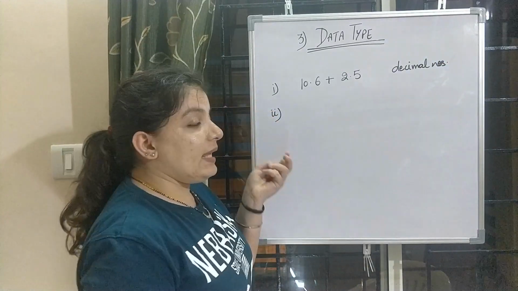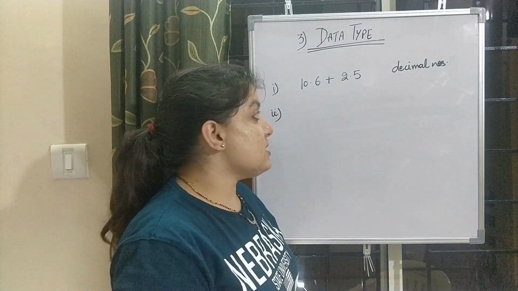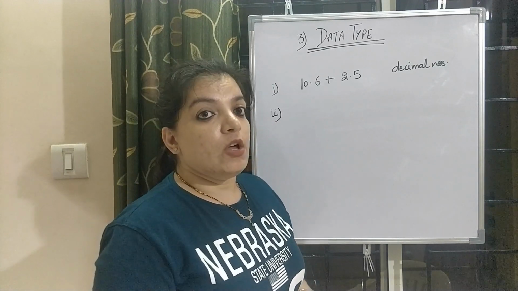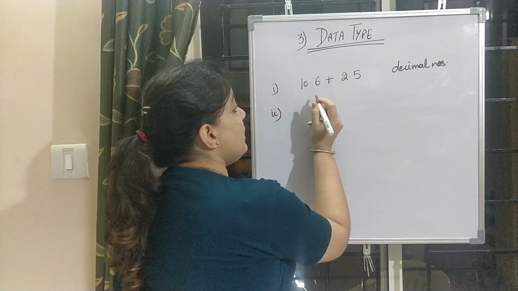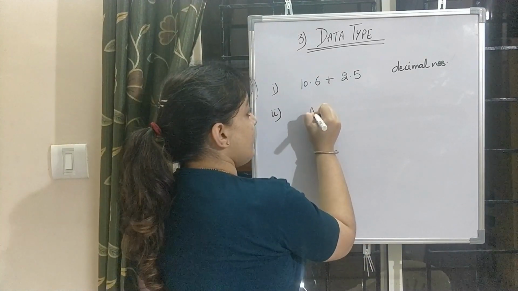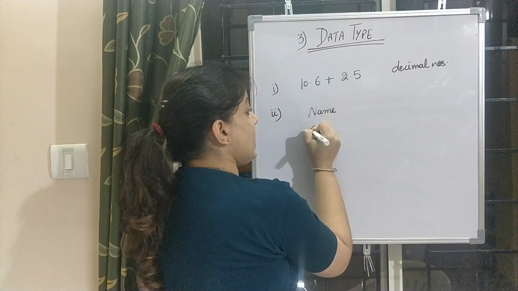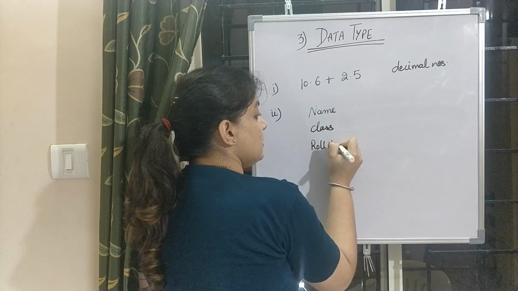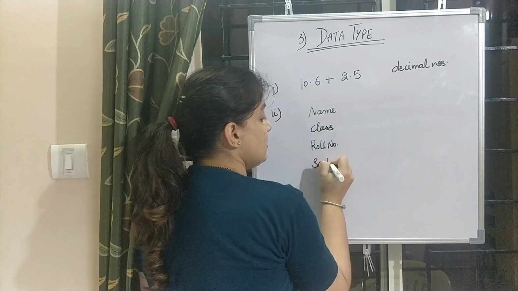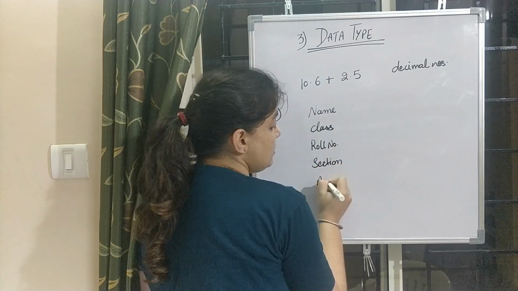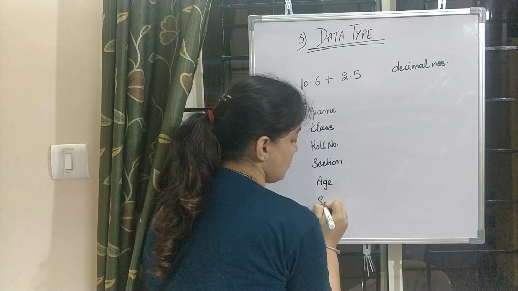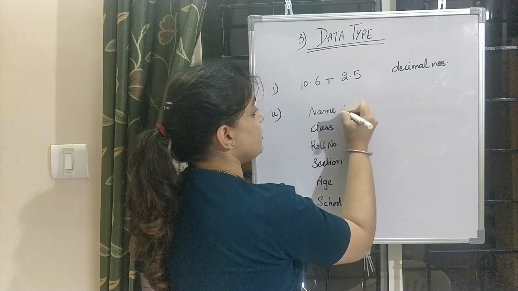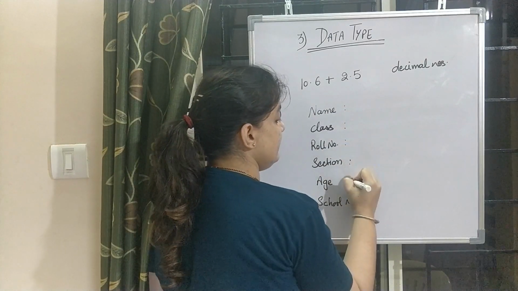Now the second example I am taking: I need to write a record of a student in my notebook. So let us put a record of a student. In a student record, I have name, class, roll number, section, age, and school name. Okay, so let us put a record of one student.